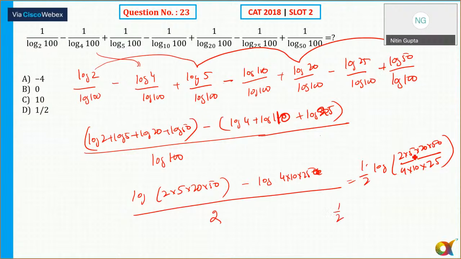5 into 2 is 10. 10 into 20, 200. 200 into 50. Or you can cancel a few terms, no? Like 25 into 4 is 100. So that is equal to log of 10. Log 10 is equal to 1. So the answer is half. So the correct answer for this question is option D. So very easy question. Any doubts to anyone now in question number 23?